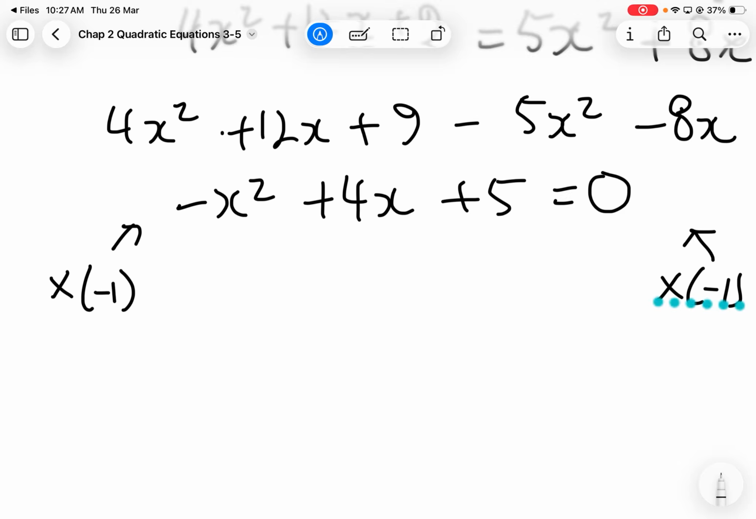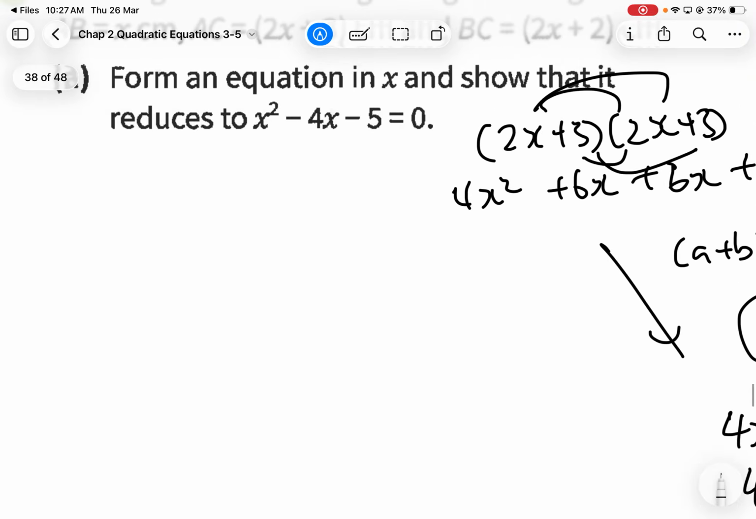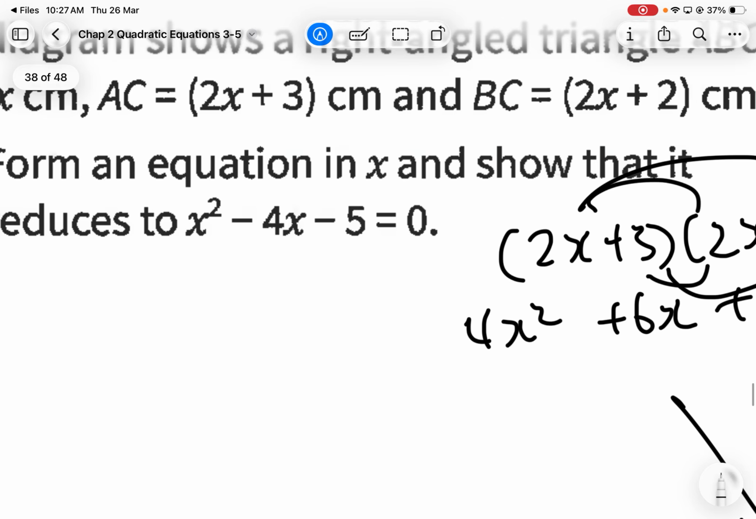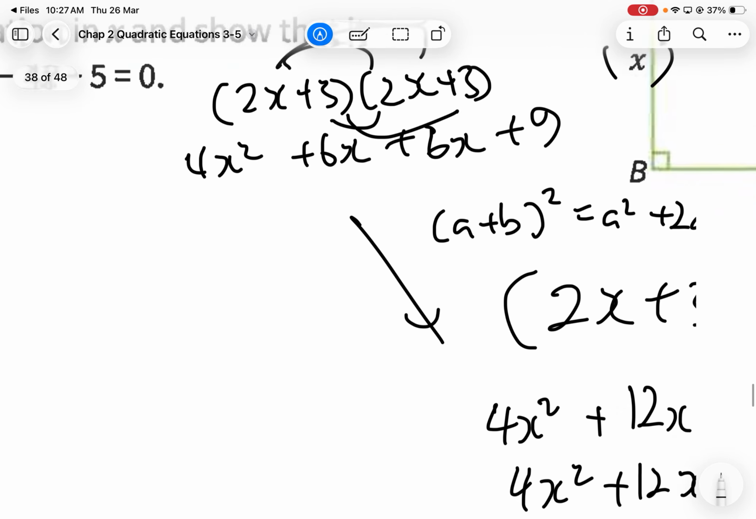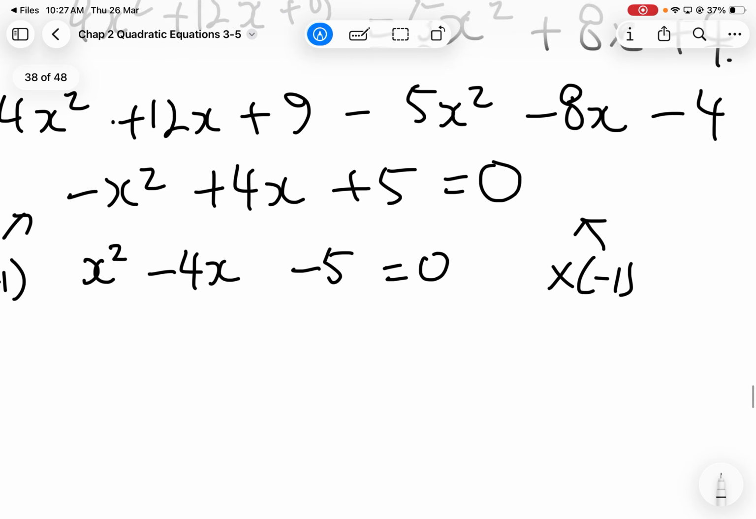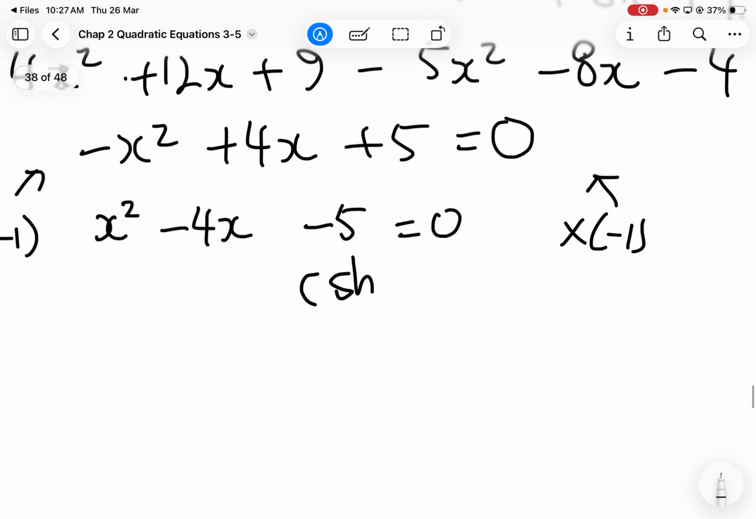So when I multiply by negative 1, minus 1 times minus x squared becomes positive x squared. Minus 1 times positive 4x becomes minus 4x. Plus 5 becomes minus 5. 0 is still 0. Okay? Then I go and look back again. Exactly the same already. Okay? When it is exactly the same, then I put shown.